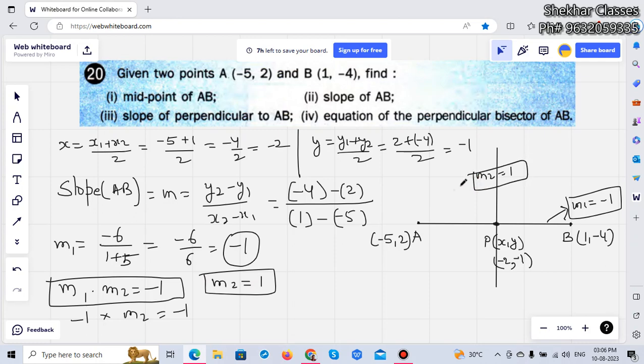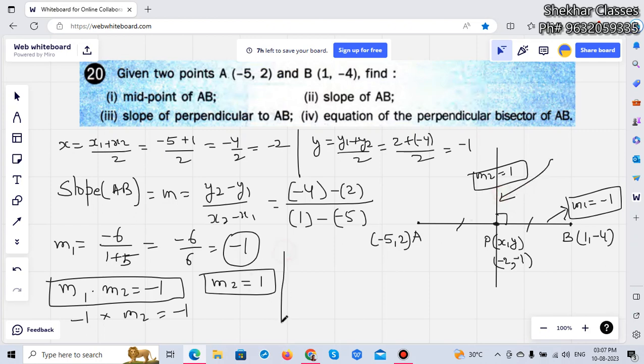Got this now? Now we have to get the equation of the perpendicular bisector of AB. So perpendicular we have got, and it itself is a bisector here. You can see why, because these two segments are equal, that is AP is equal to BP. We already know that. And this is a line passing through that P. So this is a perpendicular, so it's a perpendicular bisector. So we have to find the equation of this line here.